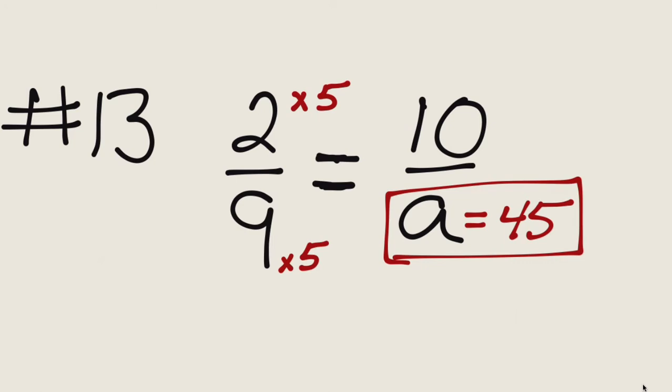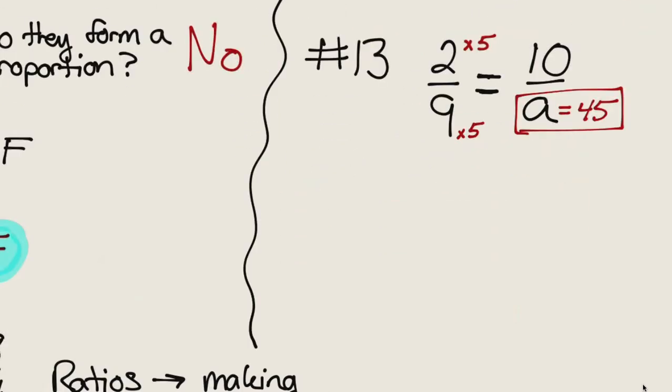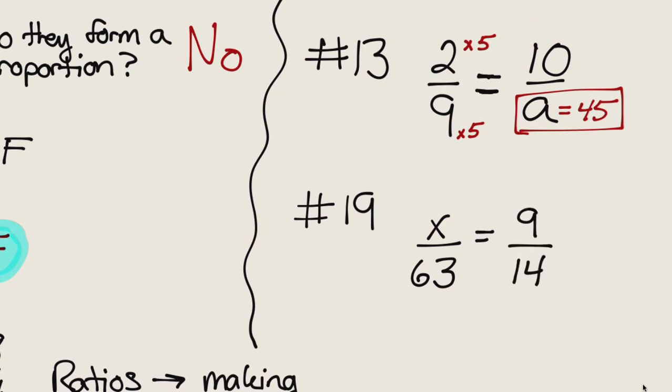And so let's take a look at an example like this. 19 is a great example of this. This is the last example I have for you, ladies and gentlemen, today, and then I will give you your assignment. 19. You have x over 63 equals 9 over 14.